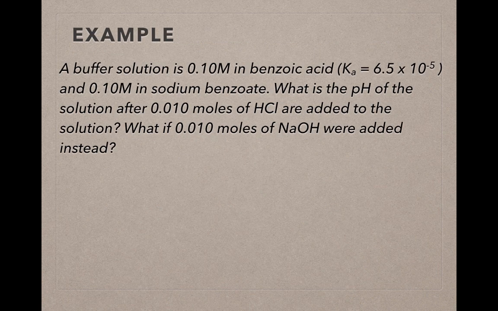Now here's an example that we will work out in class. We've got a buffer solution that has 0.1 molar benzoic acid and 0.1 molar sodium benzoate. So we want to know what's going to be the pH of that solution after 0.01 moles of HCl are added to the solution. And then what if 0.01 moles of sodium hydroxide are added?